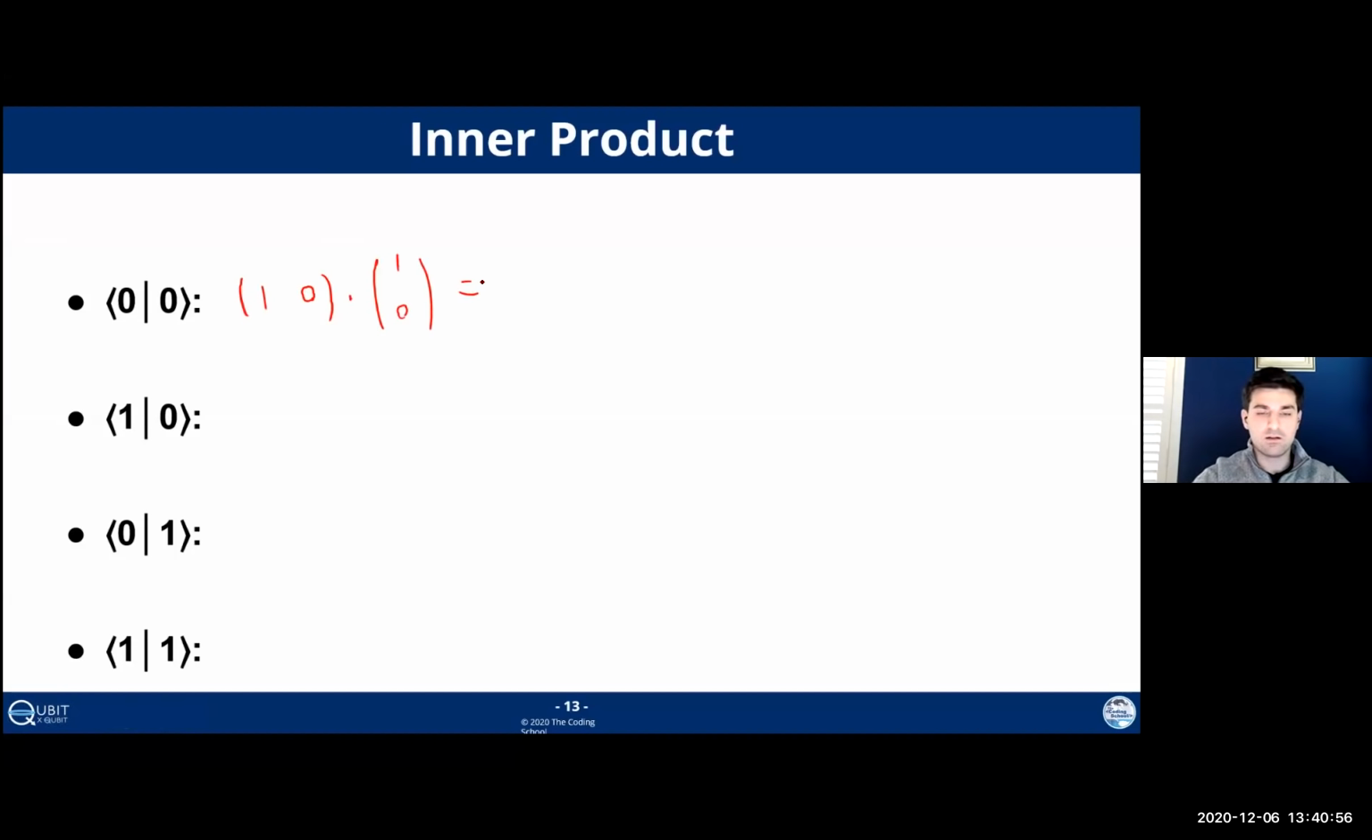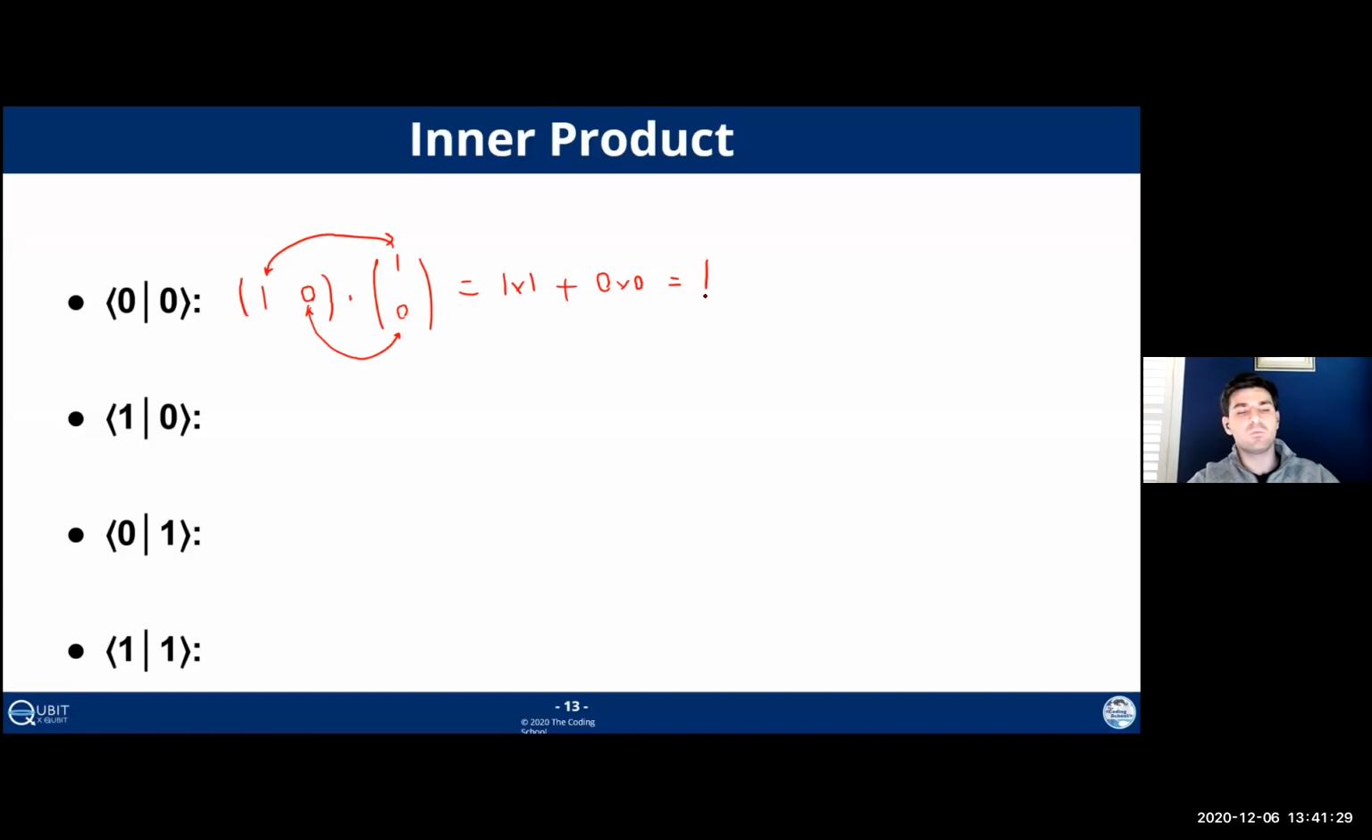Now, what do I get here? Well, this is a vector multiplication. So the result is going to be the first element of the column vector times the first element of the row vector. So I get 1 times 1, plus the second element of the column vector times the second element of the row vector. So I get 0 times 0 here. And this gives me a 1. So the inner product of 0 with 0 is a 1.